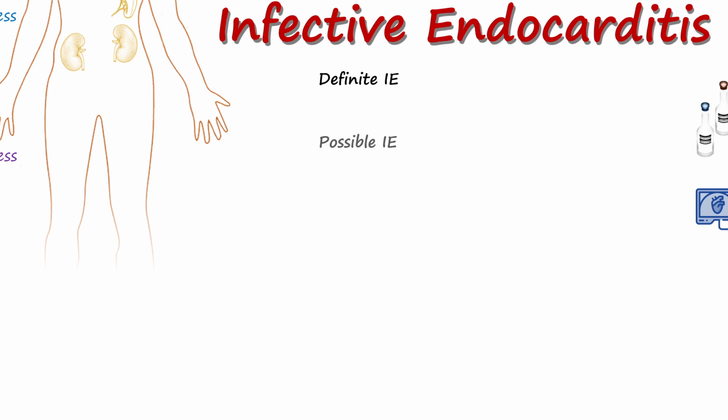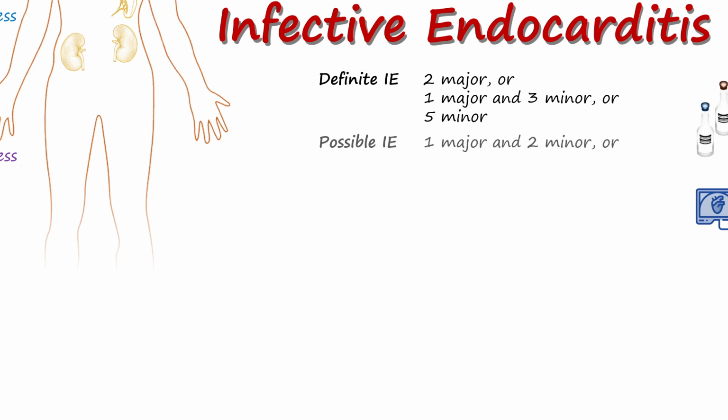To confirm the diagnosis, 2 major criteria or 1 major and 3 minor criteria must be present. Alternatively, all 5 minor criteria suffice for a definite diagnosis. If there's only 1 major and 1 minor criterion, or just 3 minor criteria, IE is considered a possibility.